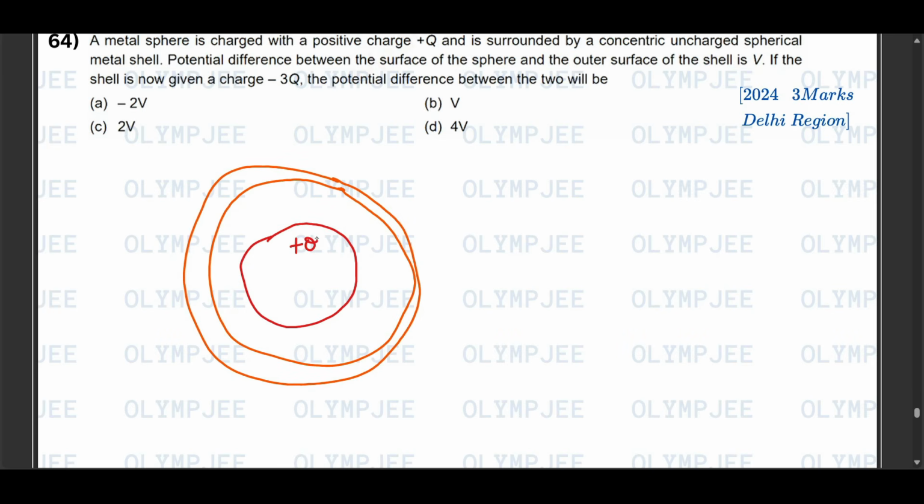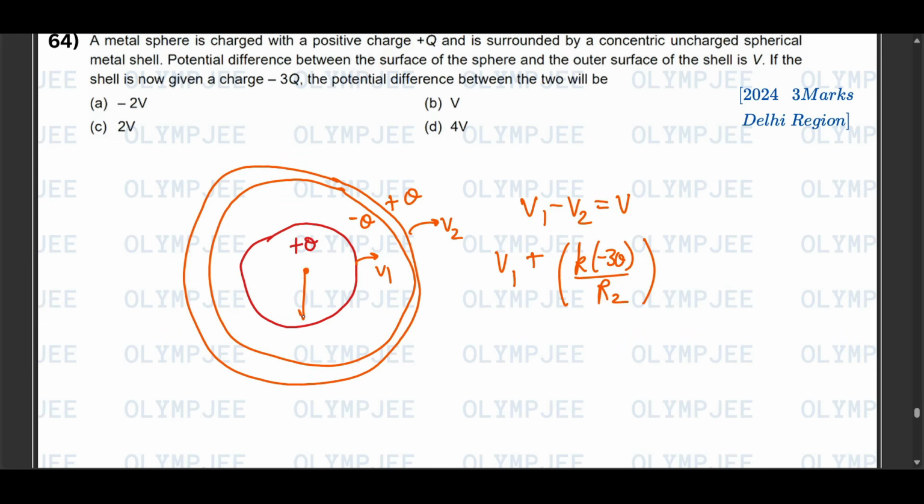Right, so before it is given minus 3Q, the charge distribution will be something like this due to Gauss law. So the potential difference now will be given as, say if this is V1 and this is V2, so V1 minus V2 is given as V, right? And when this will be given minus 3Q charge, so the potential inside will become, this is R1 and this is R2, right?